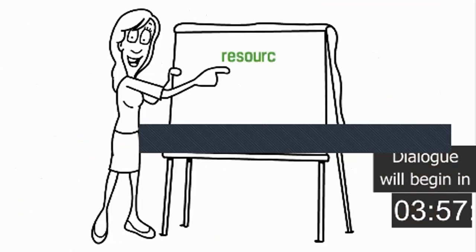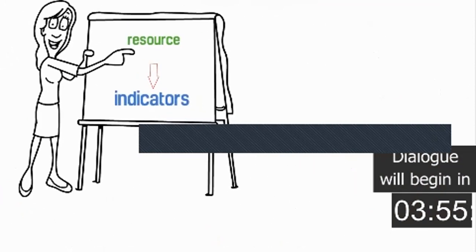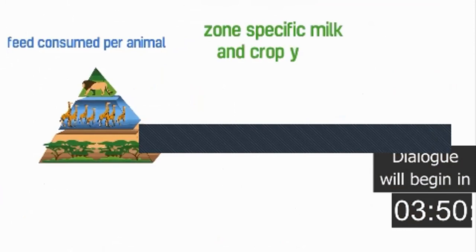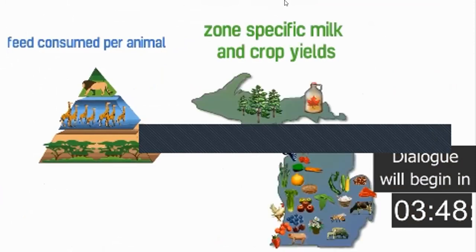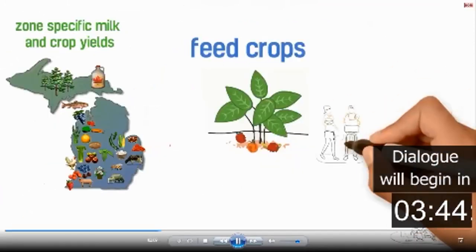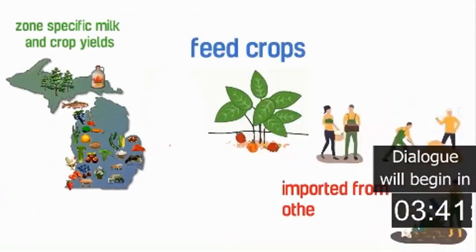Both resource indicators are determined by: 1. The feed consumed per animal. 2. Zone-specific milk and crop yields of both the cow and the feed crops. And 3. Whether the feed crops are produced locally or imported from other zones.